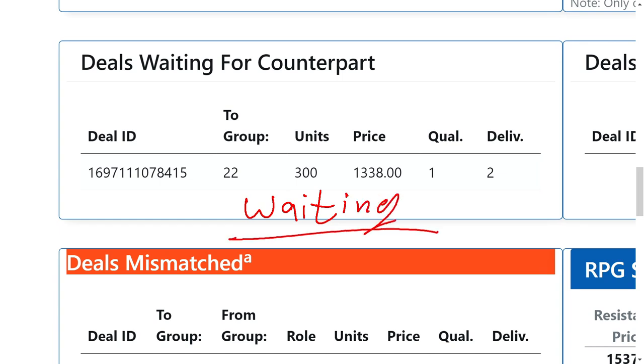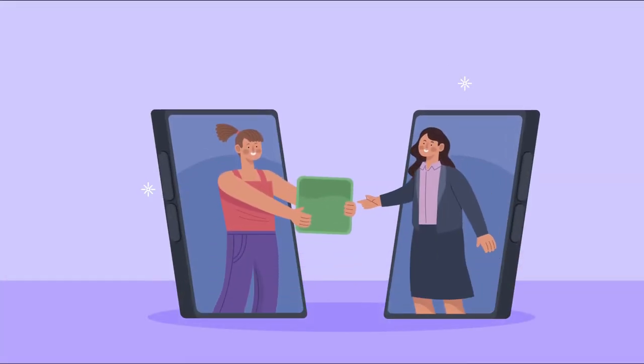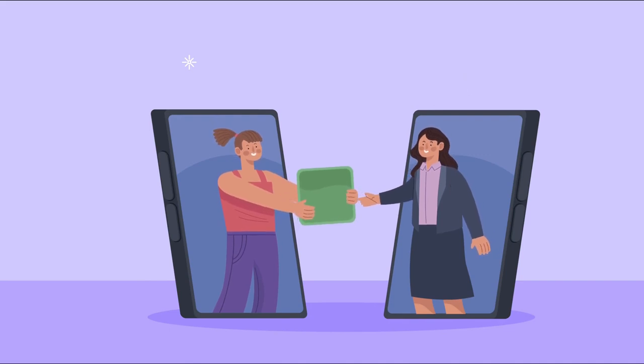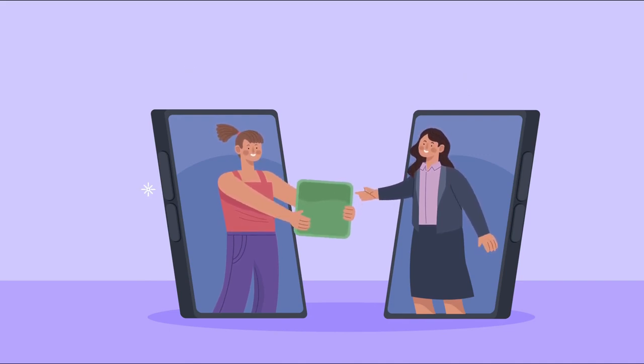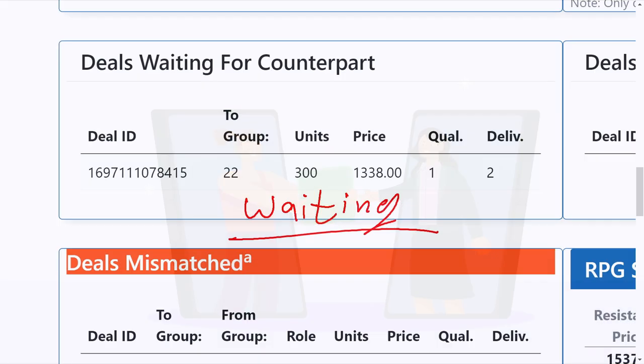Maybe we need to encourage them. Maybe we need to send them a text message. Maybe we need to send them an email. Maybe we need to call them or talk to them face to face. But we don't want this just to wait here because it's a deal that's not finished.